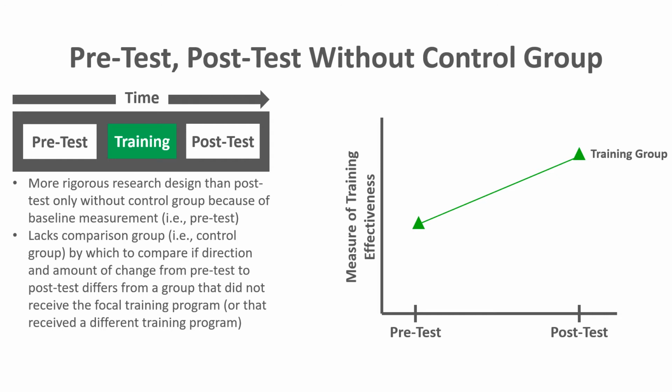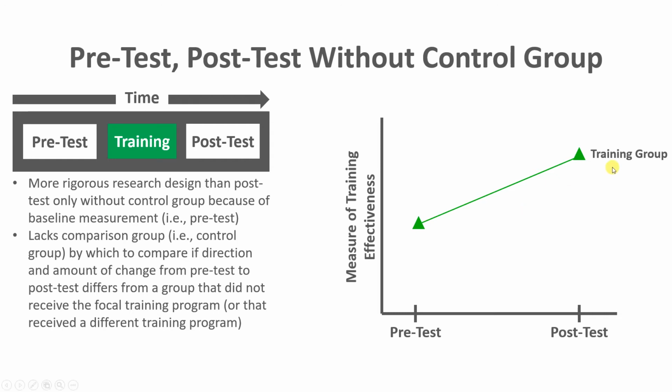Now, what is this design deficient in? Well, it lacks a comparison group, or in other words, it lacks a control group by which to compare if that direction of change and the amount of change from the pre-test to the post-test actually differs from a group that did not receive the focal training program or that received a different training program. So we don't know if this positive change is attributable to the training program itself. It could be just the result of natural learning and maturation.